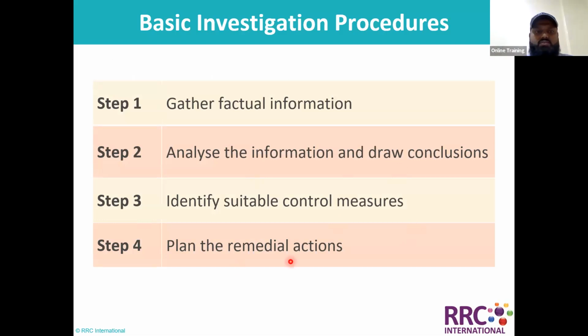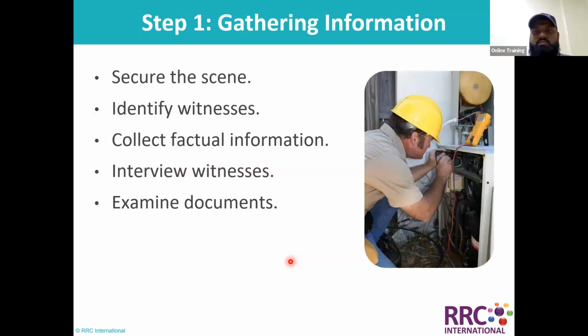What are these? First thing come first, gathering the information. Immediately start gathering the information. For that purpose, first thing, secure the scene. Use some kind of warning tape or barricade. Ask everyone to move back. Secure the scene. Identify the witnesses, because these witnesses, the bystanders who might be in shock, are very important for us, because they will be informing us about the facts of the incident.